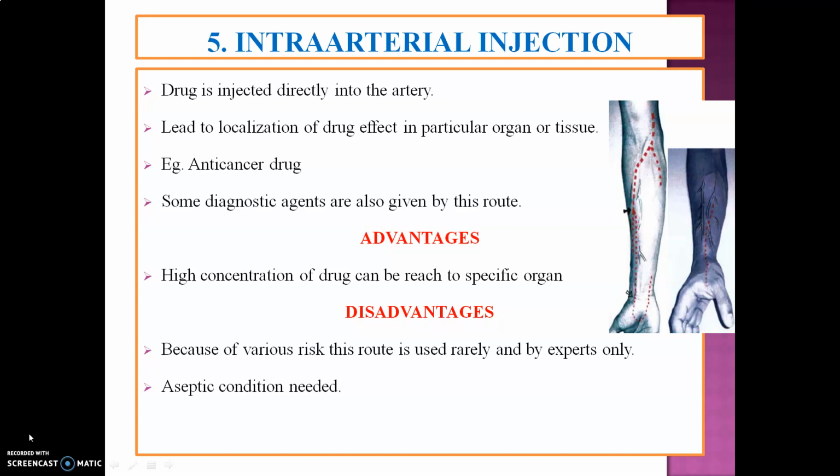This type of injection is preferred in some conditions only. Whenever there are anti-cancerous agents or some antibiotics, for administration of these drugs we go for intra-arterial injection. Otherwise we do not go for intra-arterial. Why? Because of the disadvantages given below. Plus, some diagnostic agents are given by this route for diagnostic purposes, that is, by the intra-arterial route.